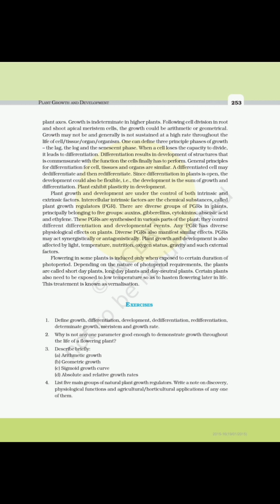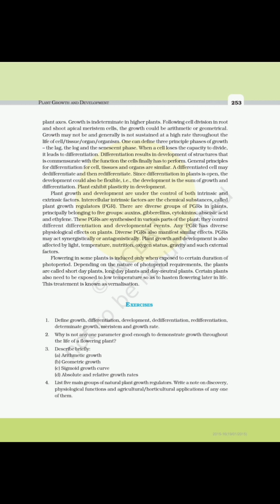Following cell division in root and shoot apical meristem cells, the growth could be arithmetic or geometrical. Growth may not be, and generally is not, sustained at a high rate throughout the life of a cell, tissue, or organism. One can define three principal phases of growth: the lag, the log and the senescent phase. When a cell loses the capacity to divide, it leads to differentiation. Differentiation results in development of structures that are commensurate with the function the cell finally has to perform. General principles for differentiation for cells, tissues and organs are similar.